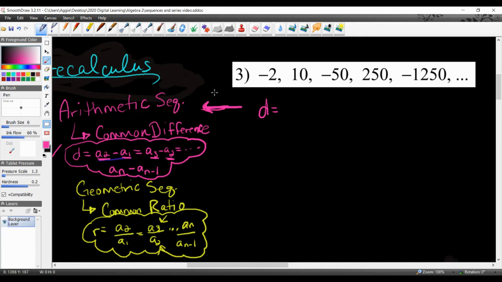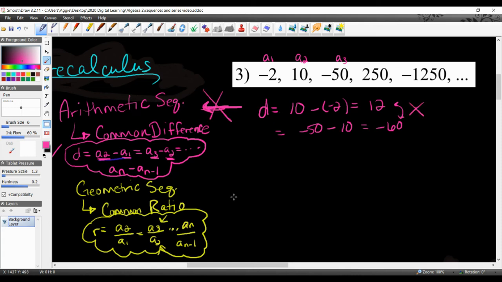If this was an arithmetic sequence, that means we would have a common difference. So a sub 2 minus a sub 1 would give us the same thing as a sub 3 minus a sub 2. The second term in this one would be 10. First term is negative 2. So 10 minus negative 2 would give me 12, because remember, two negatives make a positive. And this should be equal to the next one. So a sub 3, which is negative 50, minus a sub 2, which is 10, is going to give me negative 60. So right away, we can see that this is not going to work. It's probably not going to be an arithmetic sequence.